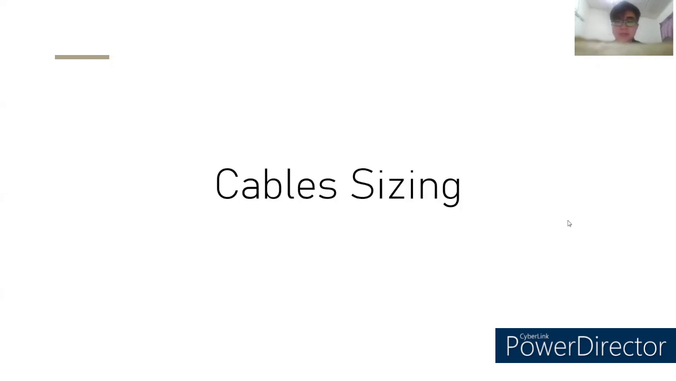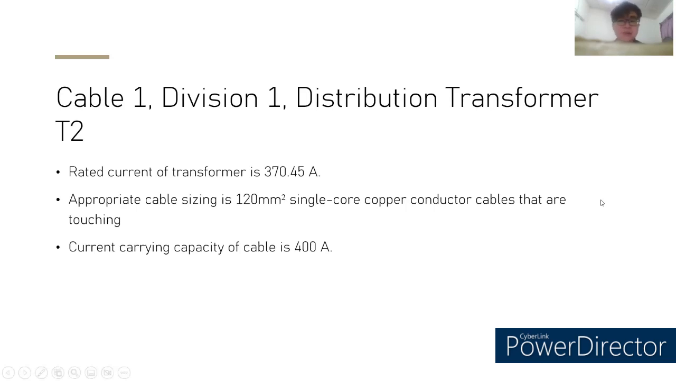Now we come to the cable sizing. Cables are an integral part of the industrial power system as well, as they connect all the transformers and components together. For the first one, cable 1 in division 1, which serves distribution transformer T2, the rated current of the transformer is 370.45 amps. Hence, we believe that the appropriate cable sizing is 120 square millimeter single core copper conductor cables that are touching. This is because the current carrying capacity of the cable is 400 amps.